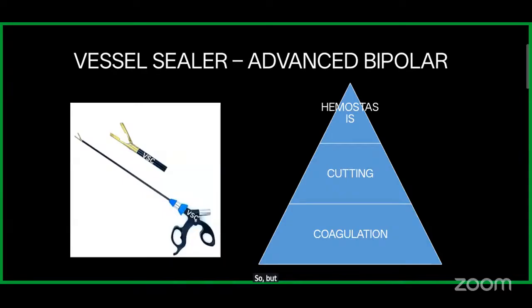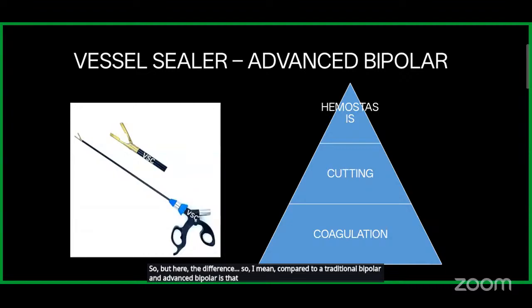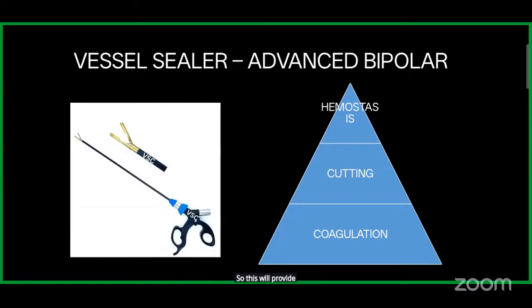But here, the difference when compared to a traditional bipolar and advanced bipolar is that apart from coagulation, it also helps in cutting the tissue and it also gives you good hemostasis. So you don't have to change instruments for cutting. So this will provide you coagulation, cutting and hemostasis.